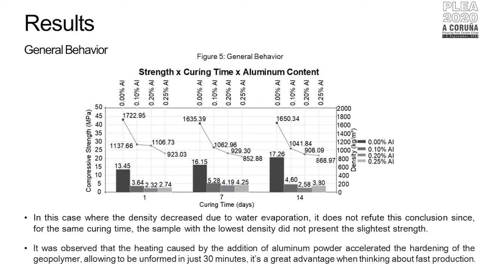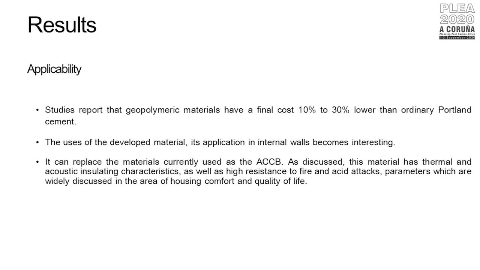Another point that makes this material interesting is the curing time. It was observed that the heating caused by the addition of aluminum powder accelerated the hardening of the geopolymer, allowing it to be unmolded in just 30 minutes. It's a great advantage when thinking about fast production. Studies report that geopolymeric materials have a final cost 10 to 30% lower than ordinary Portland cement.